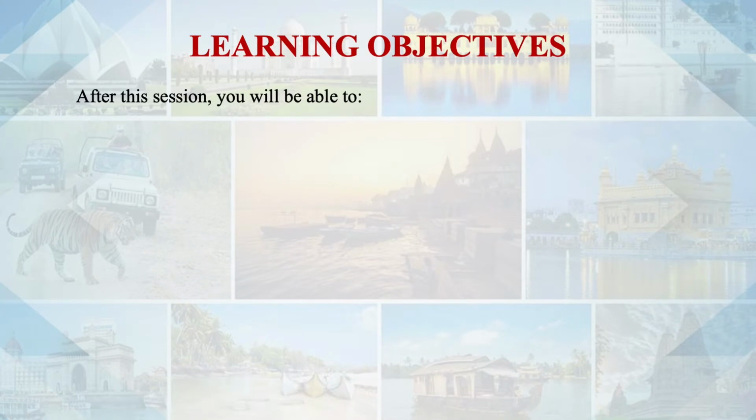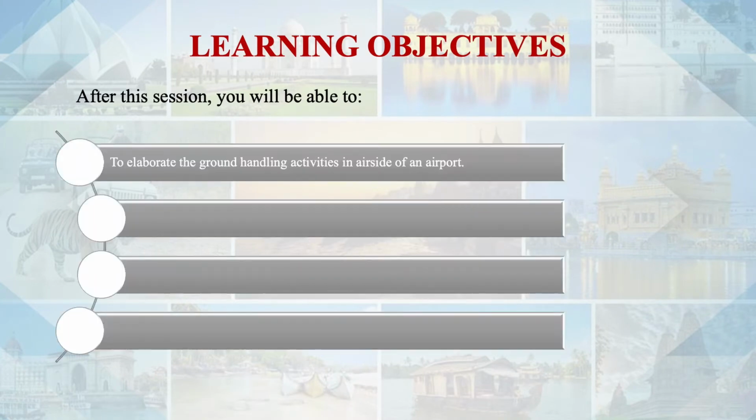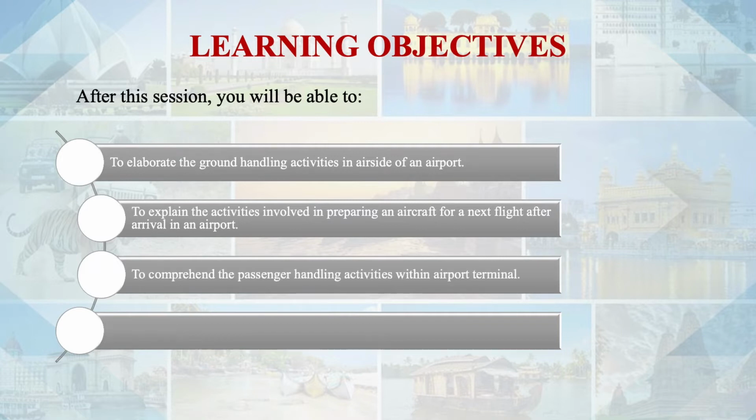Dear students, the learning outcomes of this program include to elaborate the ground handling activities in the air side of an airport, to explain the activities involved in preparing an aircraft for the next flight after arrival in an airport, to explain the passenger handling activities within the airport terminal, and to identify the activities involved in cargo management in an airport. So these are the primary learning objectives or outcomes as far as this unit is concerned.